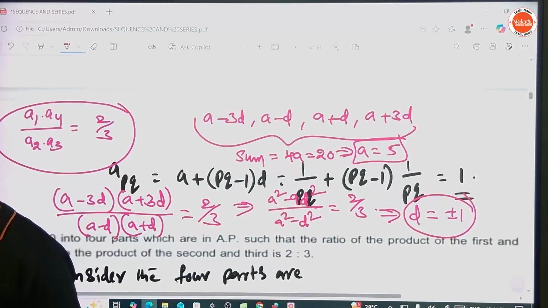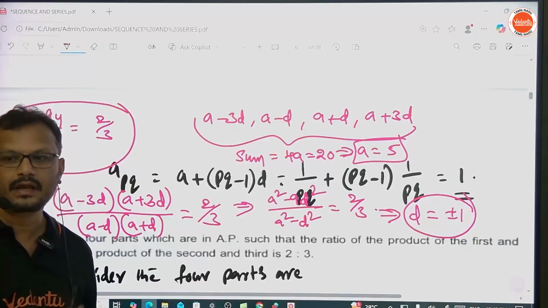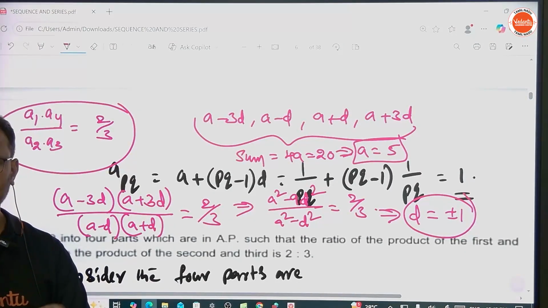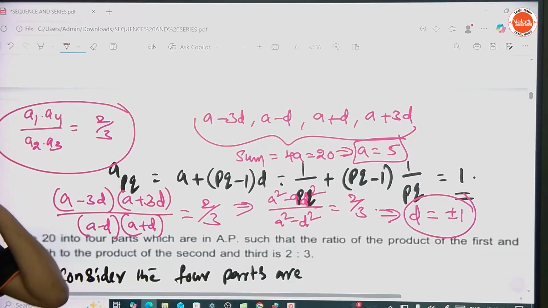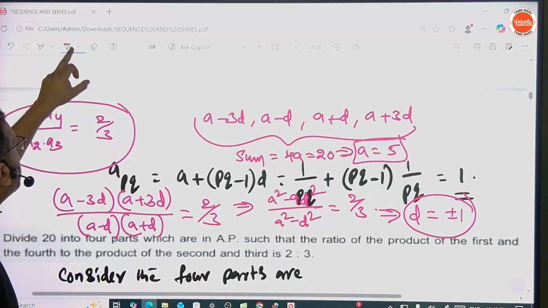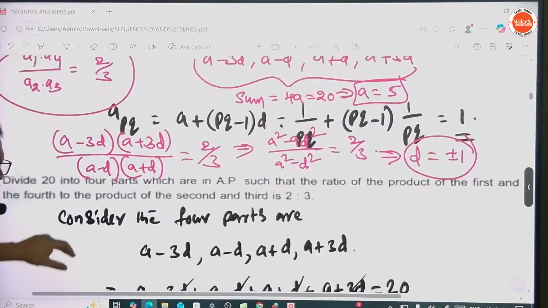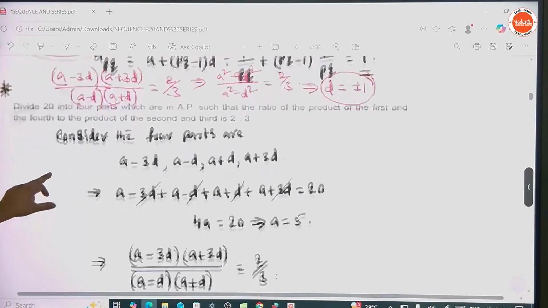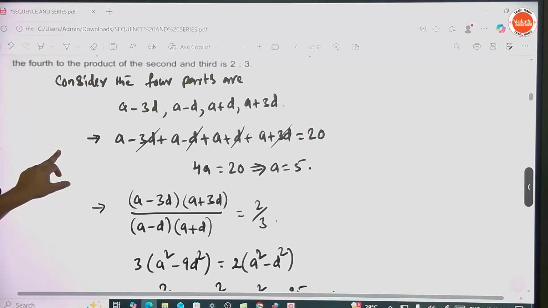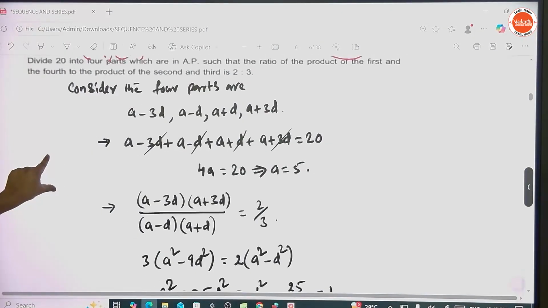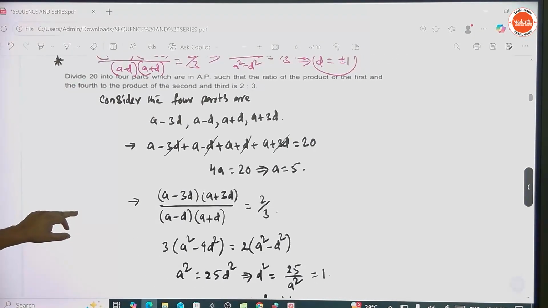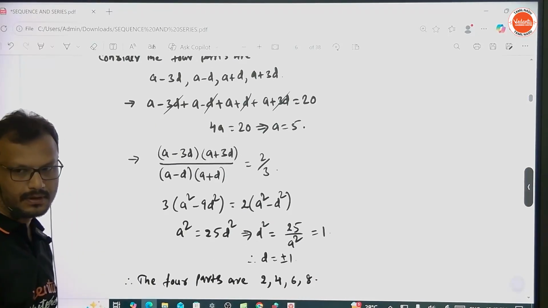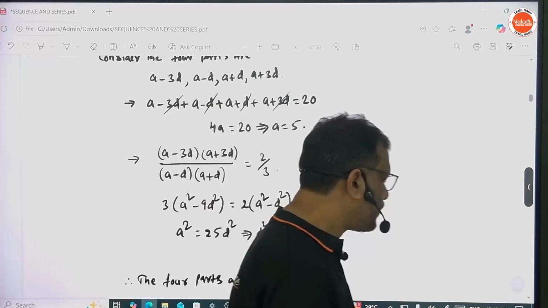If you take 1, then what will happen? It is in increasing order. If you take minus 1, it will be in decreasing order. That's nothing else. We get the same numbers only, in either increasing or decreasing order. D equals plus or minus 1. So therefore, the 4 parts of the number 20 are 2, 4, 6.